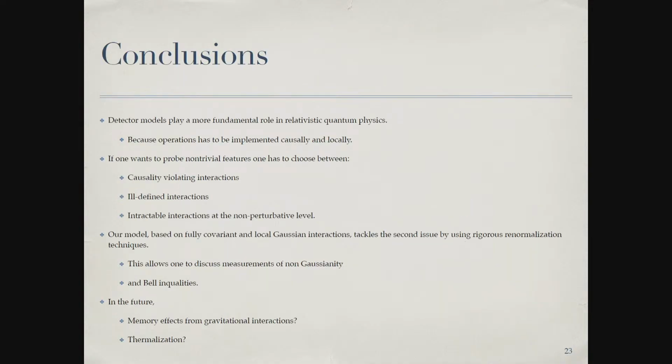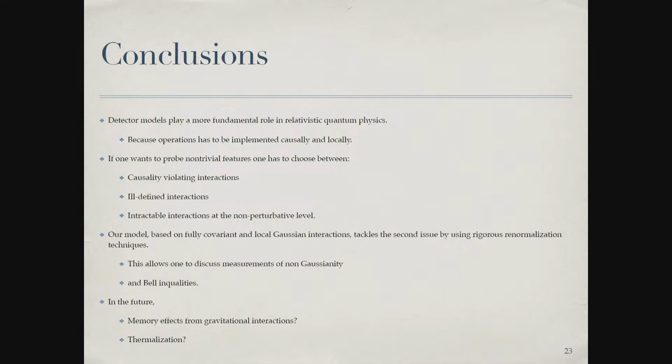So let me conclude. Detector models play a more fundamental role in relativistic quantum physics because operations have to be implemented causally and locally. If one wants to probe non-trivial features of the field, one has to choose between causality-violating interactions, ill-defined interactions, or intractable interactions at the nonperturbative level. However, our model, which is based on a fully covariant and local Gaussian interaction, tackles the second issue by using rigorous renormalization techniques. This allows us to discuss measurements of non-Gaussianity and Bell inequalities. We discussed the non-Gaussianity. The Bell inequalities are work in progress.